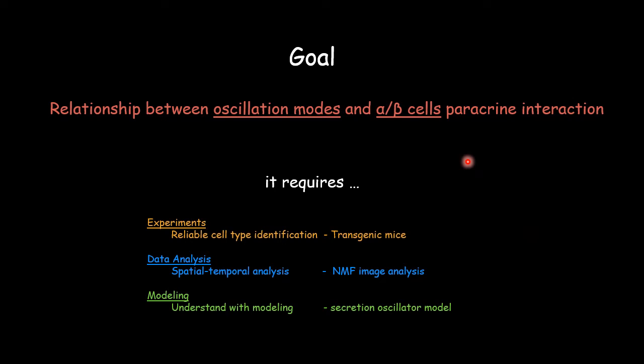So, our ultimate goal is to study the relationship between the oscillation modes and alpha-beta cell paracrine interaction. It requires, first in experiment, that we achieve reliable cell type identification. We do this by generating transgenic mice. Spatial temporal analysis could provide critical information about the cell-cell interaction. And finally, we want to understand and test our hypothesis by building a mathematical model.